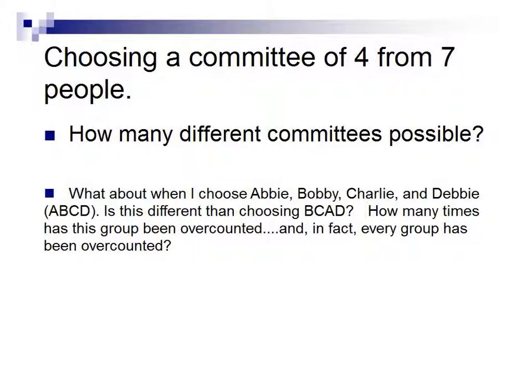All right, on this example, we are choosing a committee of 4 from 7 people. How many different committees are possible? If you look at this as a permutation, you've got 7 people and you're choosing 4 of them. If you do that in your calculator, you're going to see that it gets you 840 different committees I could come up with.